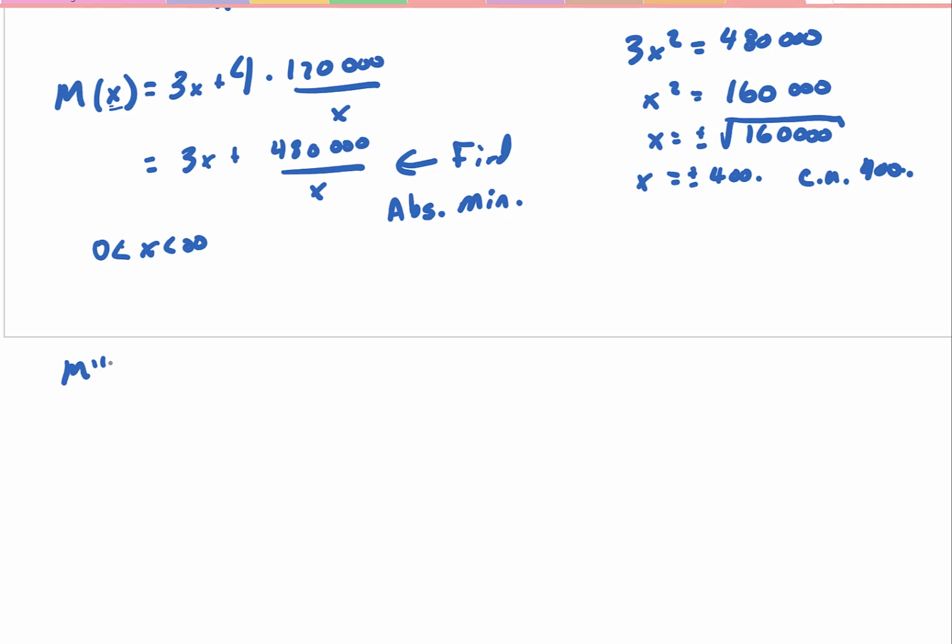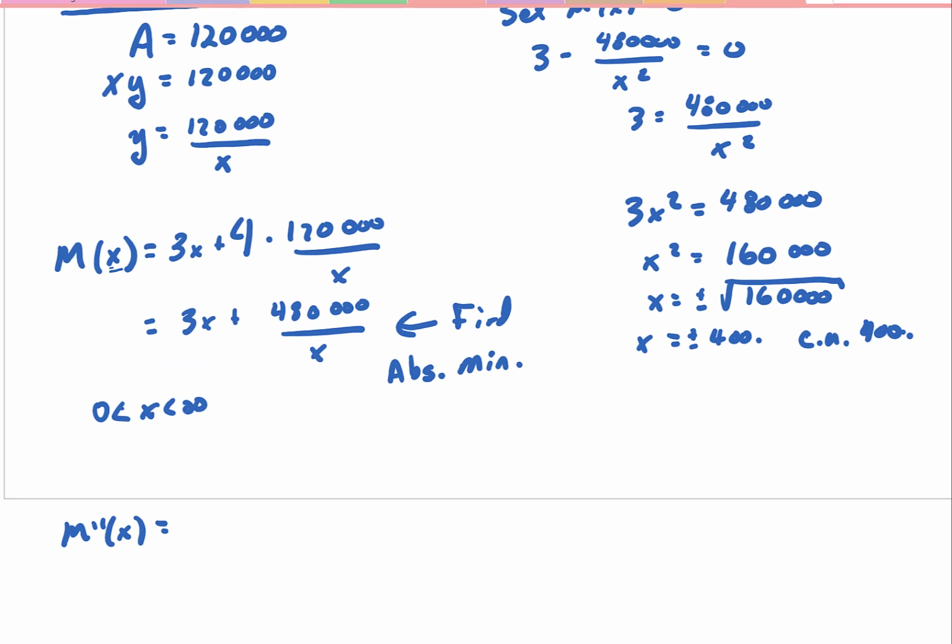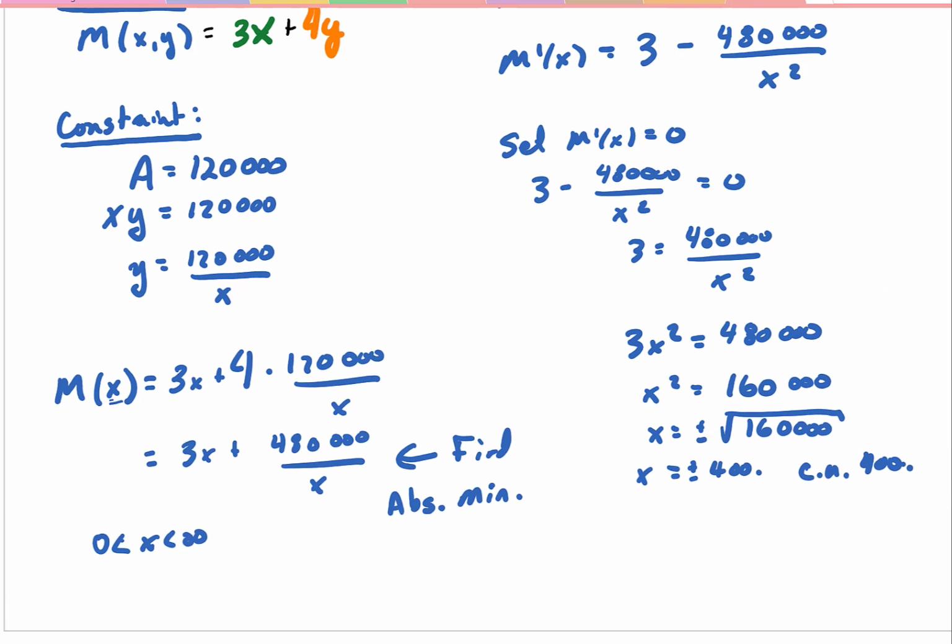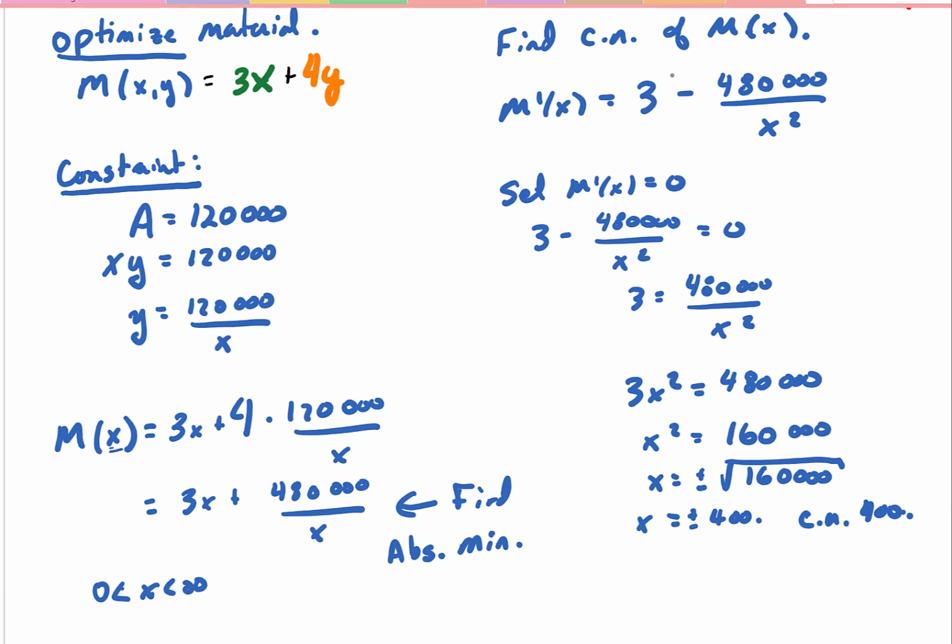So let's look at m double prime of x. So m prime of x was this expression right here, right? Yep. So if we take the derivative of this, the constant term here vanishes.